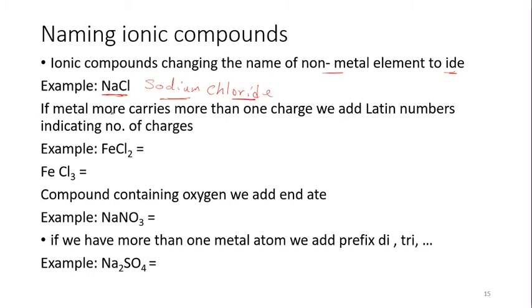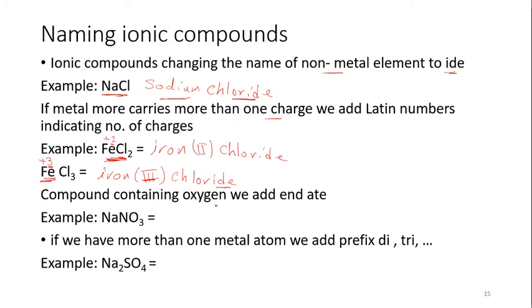Second rule, if I have a metal that carries more than 1 charge, we add Roman numerals. Let's look here. I have here iron with valency equal to positive 2, and I have here iron which is equal to positive 3. In the first case, I would write iron, and I will write 2 between two brackets, and I will write the second part, which is the chloride. For the other, I would write iron, and because the valency is equal to positive 3, I will indicate the valency by writing the Roman numeral between brackets, and I will write the other part, which is the non-metal, with the ending IDE.